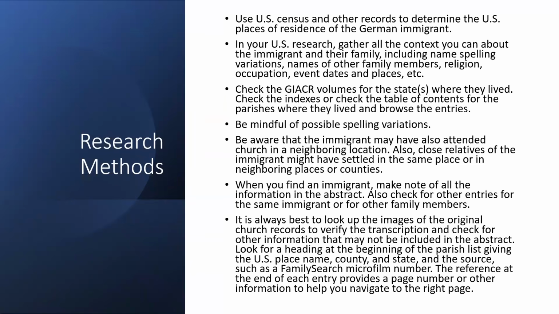If you look at the heading at the beginning of a parish listed in GIACR, then it will give you the U.S. place name, county, and state, as well as the source, whether it was a FamilySearch microfilm number or an Ancestry.com reference that the original came from.